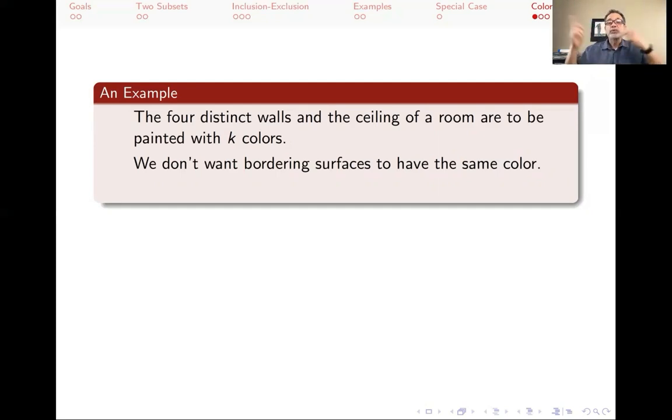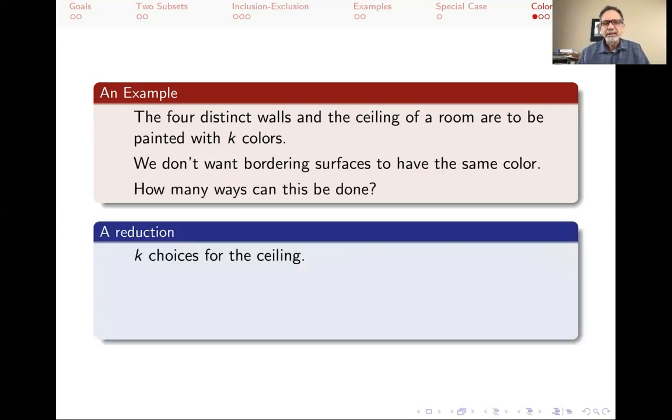If I paint each one of them a different color, then they would be different, but I don't have to do that. For example, I could do the ceiling blue and then do 2 opposite faces green and 2 other opposite faces yellow, and that would work. And I want to know how many ways I can do that. The first thing we notice is that the ceiling borders all of the 4 walls. And so the ceiling will have to get its own color because it can't share a color with the other walls. And there's K choices for that.